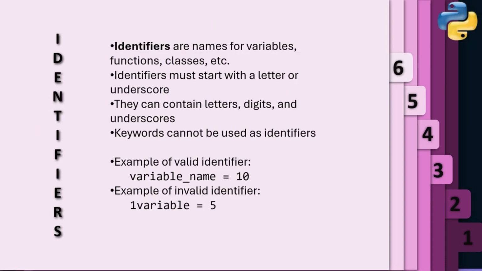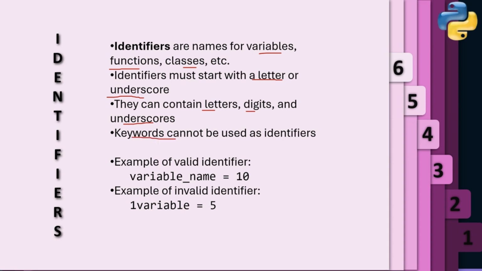Identifiers are the names given to variables, functions, classes, etc. They must start with a letter or underscore, and can contain letters, digits, and underscore. And remember not to use keywords as identifiers.